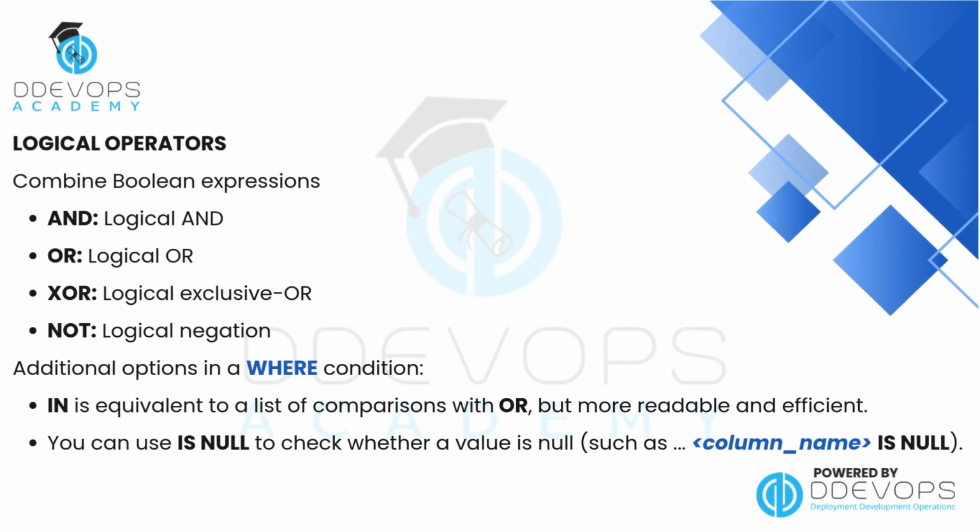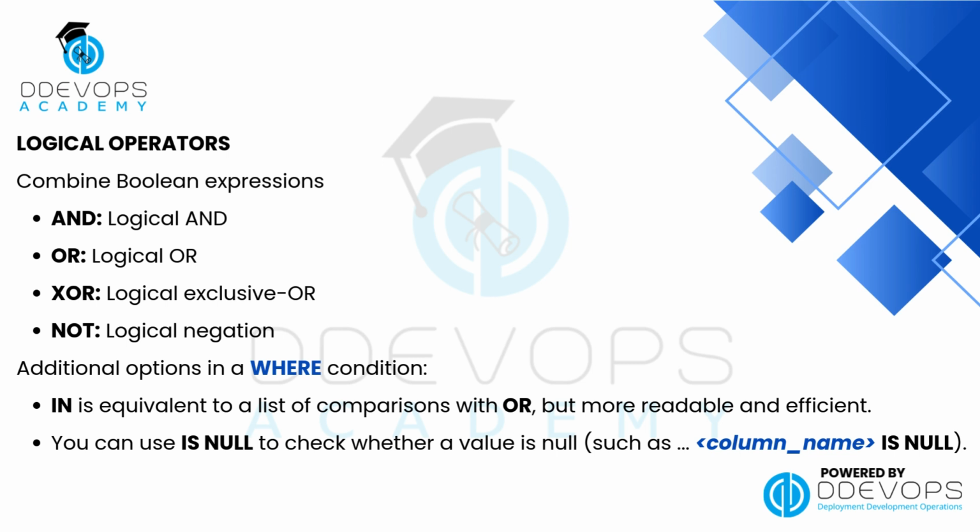Logical operators in SQL. These help us combine multiple conditions in a where clause. Use and when all conditions must be true, or when any condition can be true, XOR for exclusive cases, and not to negate a condition. You can also use in for cleaner comparisons and is null to check for missing values. These tools make your queries smarter and more flexible.